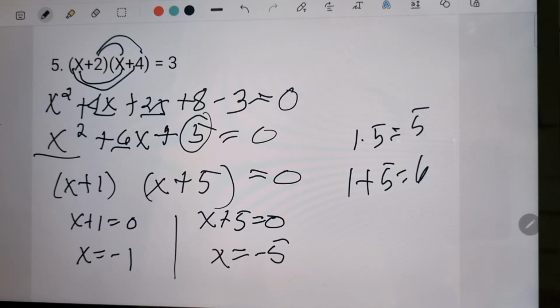Now, in my next video, I'm going to discuss about other way of solving polynomials. Those polynomials that are not factorable. Dahil hindi naman lahat ng polynomial ay pwede nating i-factor.